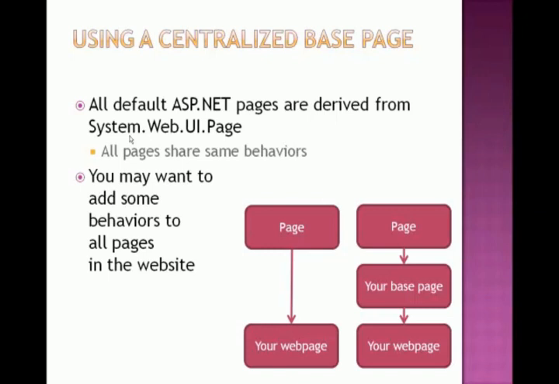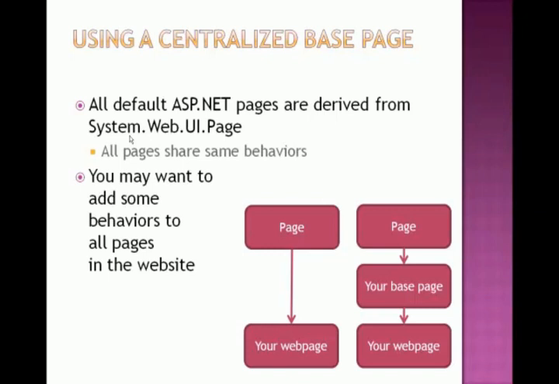For example, we might have a case where we don't want to allow pages that do not contain titles to be rendered on the browser. We might want to stop those pages, and I'll show you an example of how we can do that. Now, this is not the default behavior of the pages from the system.web.ui.page class.